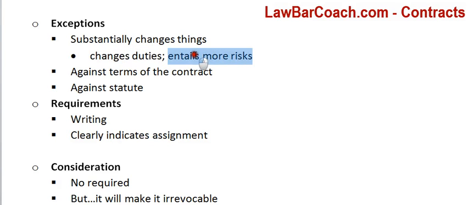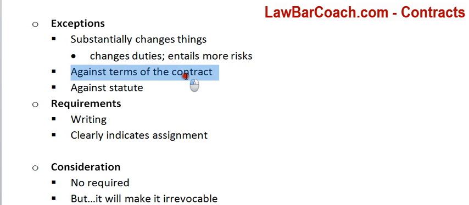Same thing as if somehow it entailed more risks. I don't know, maybe one of them lives on top of a mountain, and I have to do it on the side of a cliff. The idea is that risks have to be incorporated in the price of the contract. So if you're assigning it after the fact, you're undermining the legitimacy of the bargained-for exchange.